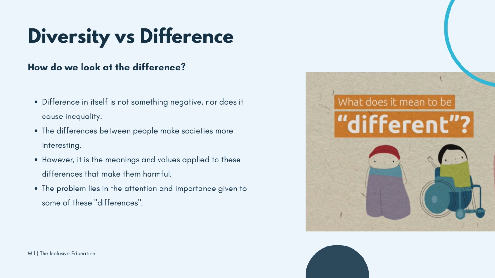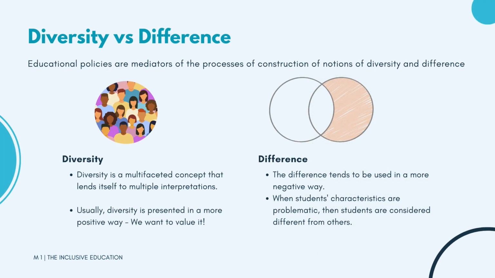I can have 20 students, all of them different, and not classify any of them as better or worse. They are simply different, with specific characteristics and distinctive positive features. One does not have to look at this difference in a negative way. Educational policies mediate the processes of construction of these notions of diversity and difference. Difference tends to be used in a more negative way when the student's characteristics are problematic, so that the students are considered different from the others.